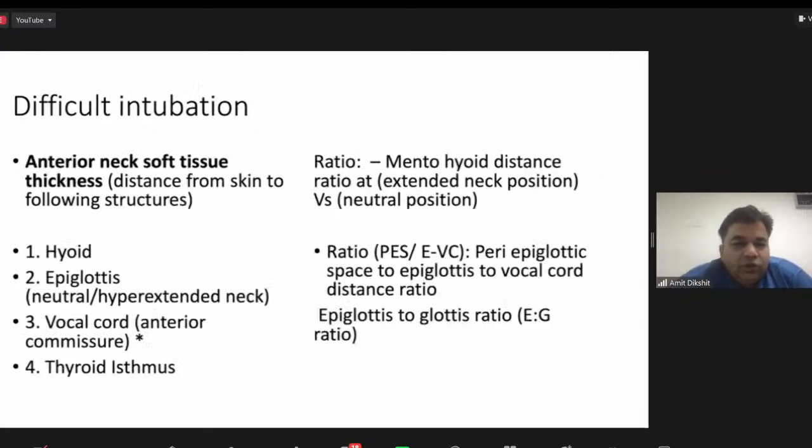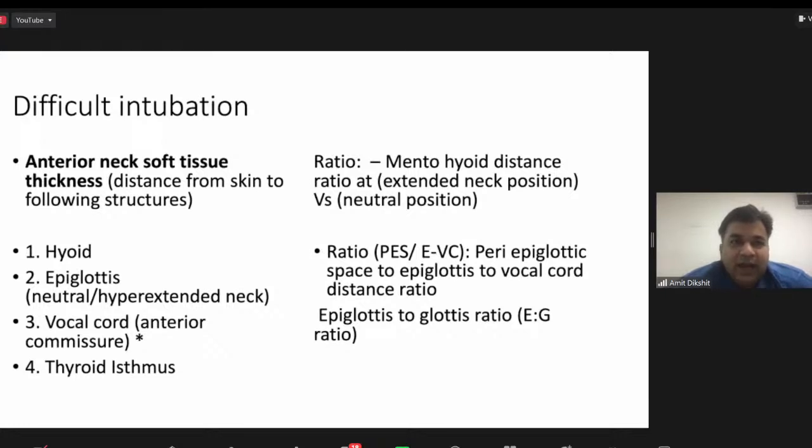And when it comes to intubation, then we have all the parameters to look at the anterior soft tissue. How much is the thickness? So skin to hyoid bone, skin to epiglottis in neutral as well as in hyperextended neck. Once the neck is extended, it probably reduces some amount of soft tissue there. Then skin to anterior commissure, the vocal cord, then thyroid isthmus. Then they have looked at the hyomental distance ratio in neutral and extended position.